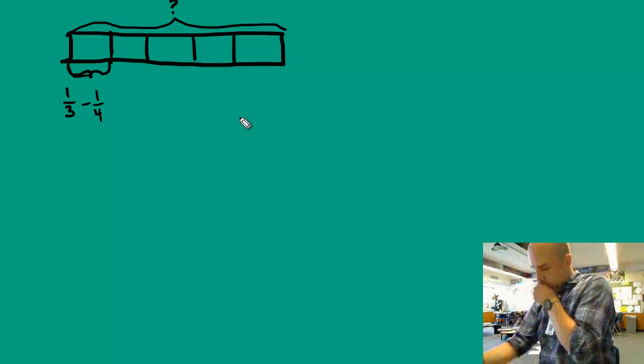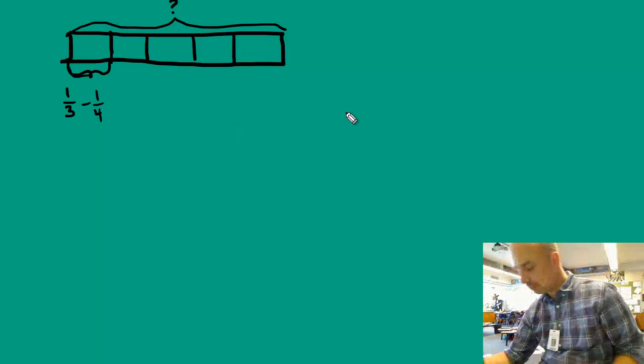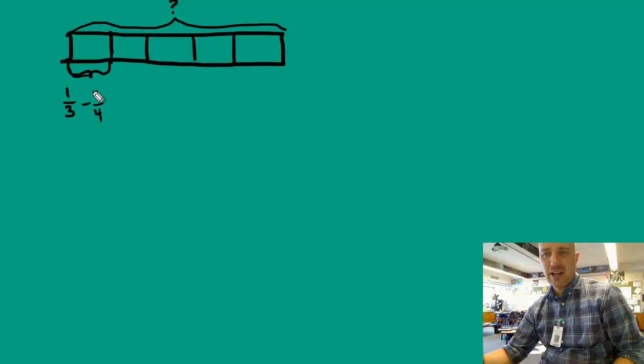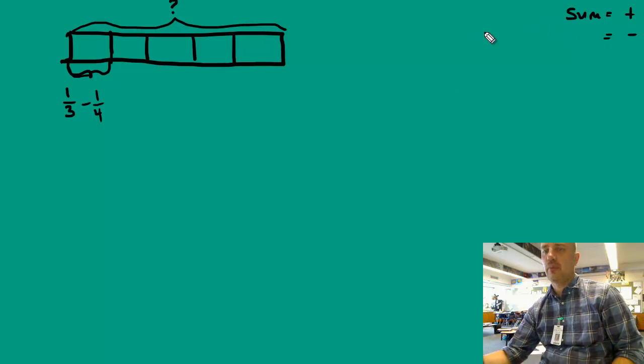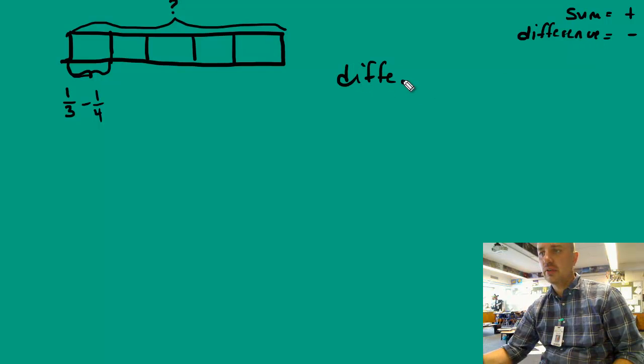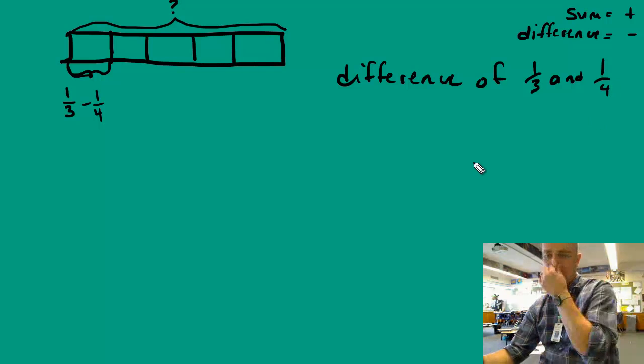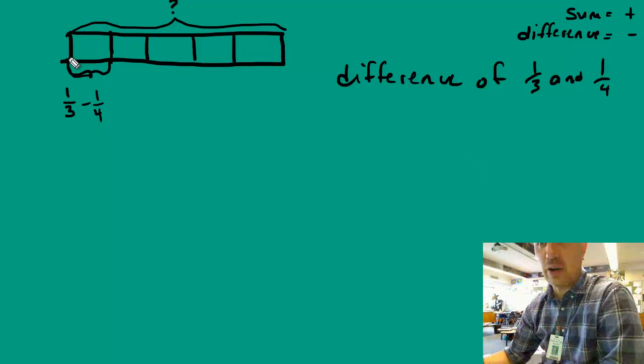Well, excuse me. I have to do this first. And when we did, we figured out that sum was addition. So what is subtraction? If I'm doing this, the subtraction word would be difference. So I want to find the difference of 1/3 and 1/4.